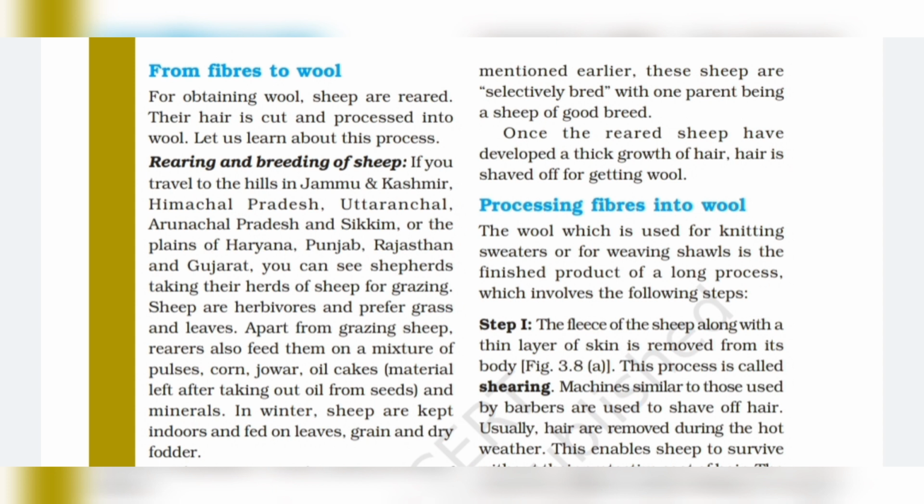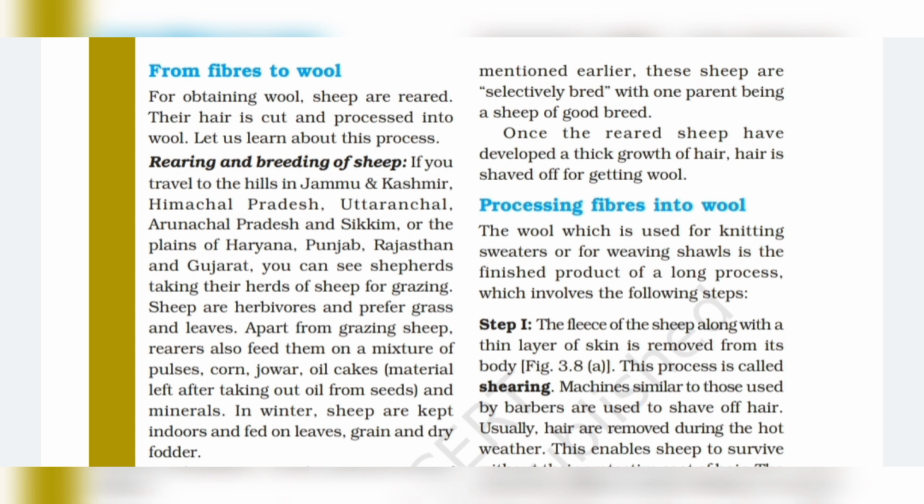So there are some steps given that will tell you how the processing of fibers into wool is done. Step 1: the fleece of the sheep along with a thin layer of skin is removed from its body, which we can see in figure 3.8a. This process is called shearing. Machines similar to those used by barbers are used to shave off hair. So it is the process of shearing.